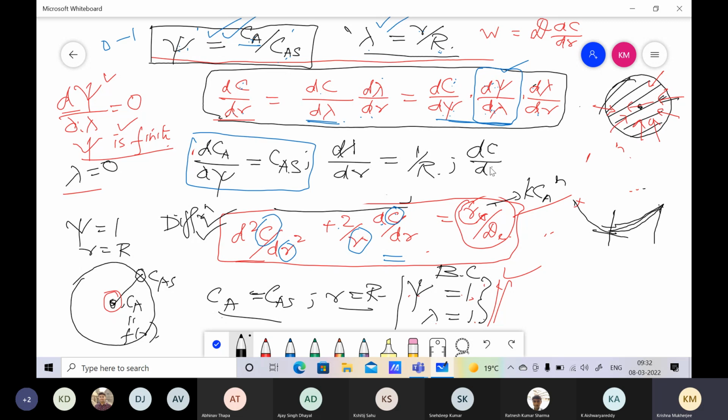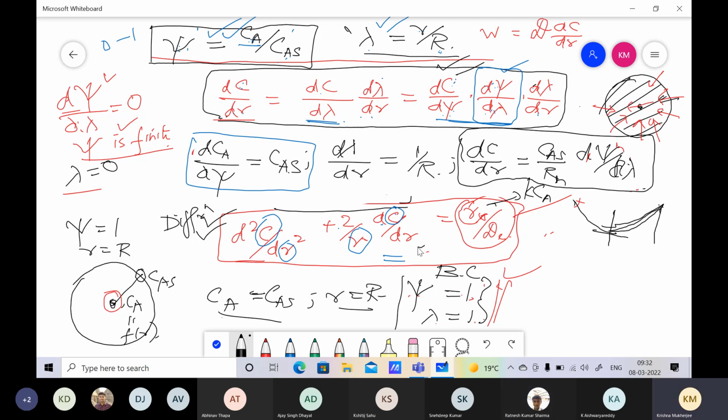What does dc by dr become? From this expression here, dc by dr is equal to CAS upon R into d psi by d lambda. This is what we have, right? So this is what we get as an expression: dc by dr is equal to CAS by R into d psi by d lambda, which we can substitute in this expression at the bottom here. Okay?